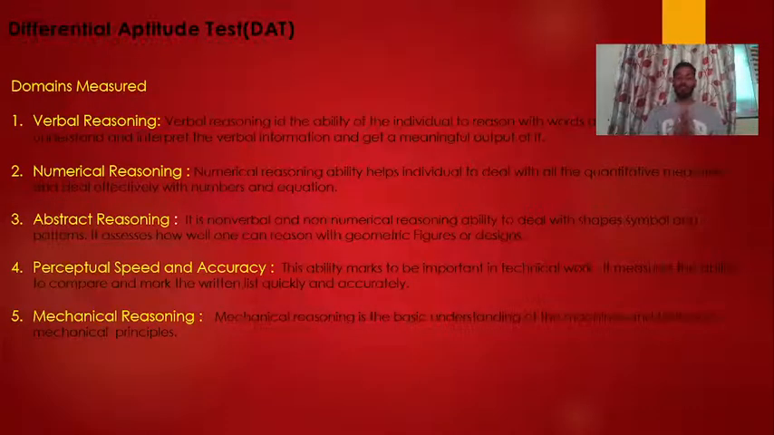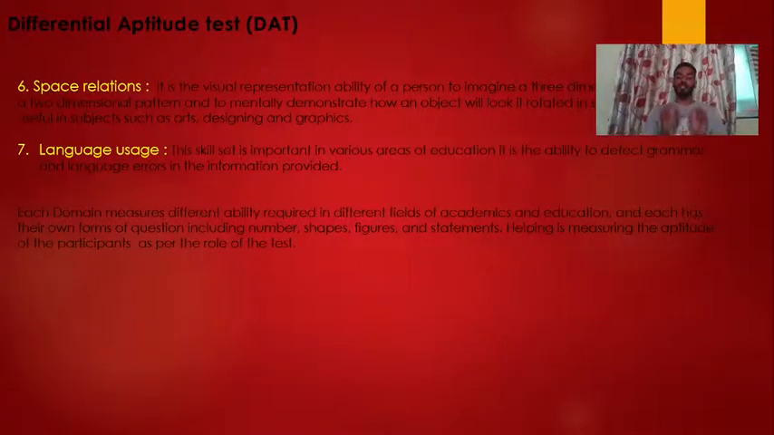Abstract reasoning is a non-verbal and non-numerical reasoning ability to deal with shapes and geometric figures. Perceptual speed and accuracy is an ability considered important in technical work. It measures the ability to compare and mark written lists quickly and accurately. Mechanical reasoning is the basic understanding of machines and tools. Space relations is the visual representation ability, or imagery, of the person to imagine a three-dimensional object from a two-dimensional pattern and mentally demonstrate how one object will look if rotated in space.